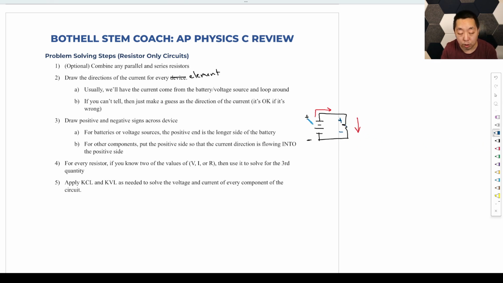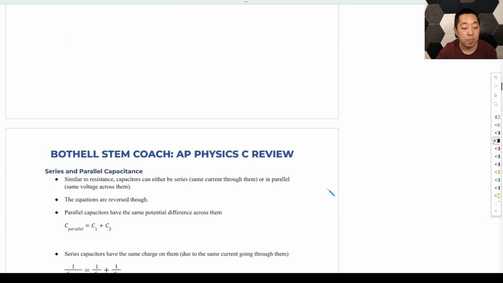So we want to draw the currents, then draw your positive and negative signs on each device element. For every resistor, if you know any two of the three values, V, I, or R, because V equals IR, if you know two of them, you can solve for the third one. And you can apply KCL and KVL as needed until you can solve for the current and the voltage for every element in the circuit. So that's how we do the problem-solving steps for resistor circuits.